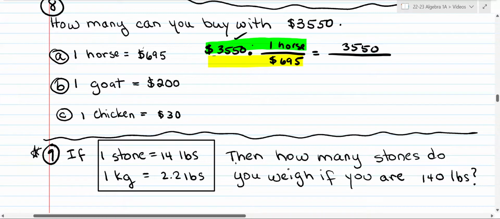Okay, so why aren't you putting the times 1? What's 3,550 times 1? 3,550. And your denominator is $695. So this is why, right? The dollars cancel, and guess what you're left with? All right, so this is going to be about 5.1 or 5 horses, okay?